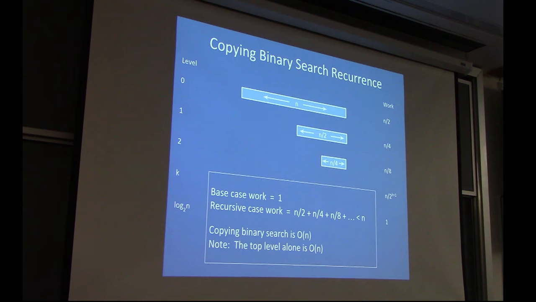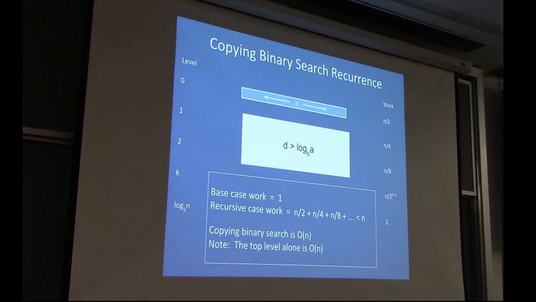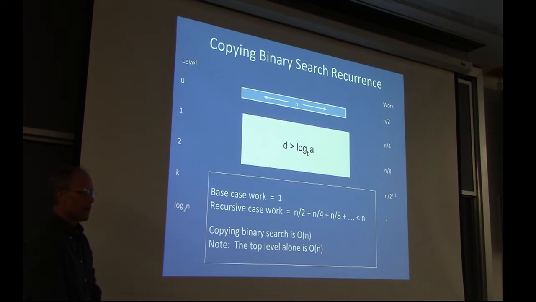How many recursive calls are made? 1. So A is 1. What's B? 2. We're dividing in half. And what's D? What's the amount of work we do? That was a linear amount of work at each level because I just threw in a gratuitous copy. So D is 1. And so it turns out that copying binary search is a situation where D is greater than log B of A. D is 1, log B of A is 0. Okay. So we're in that situation.